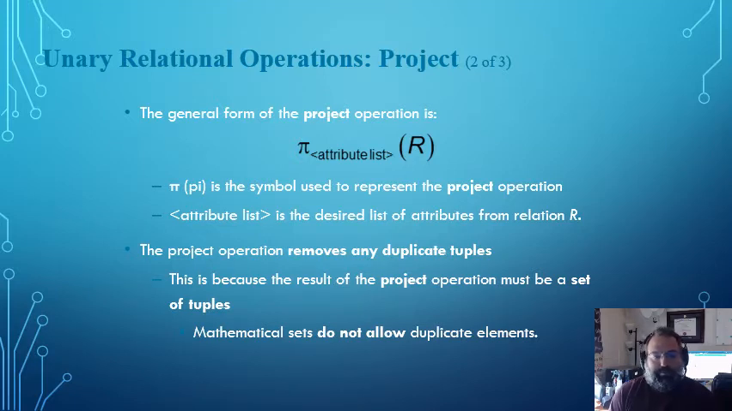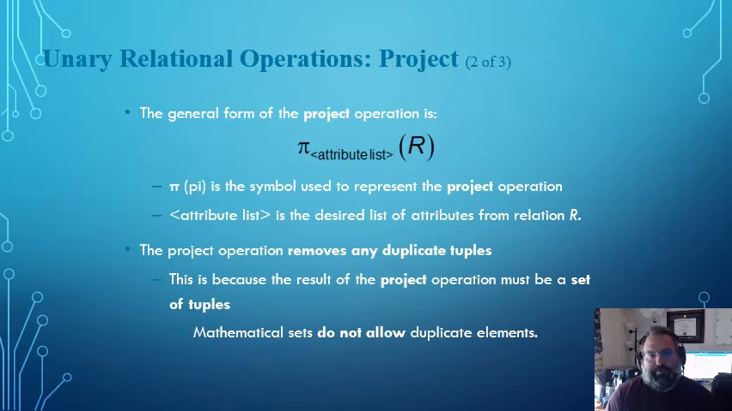Pi and then the attribute list on R. So pi is the symbol used to represent the projection operation. The attribute list is the desired list of attributes from relation R. The project operation removes any duplicate tuples. This is because the result of the projection operation must be a set of tuples. Mathematical sets do not allow duplicate elements.